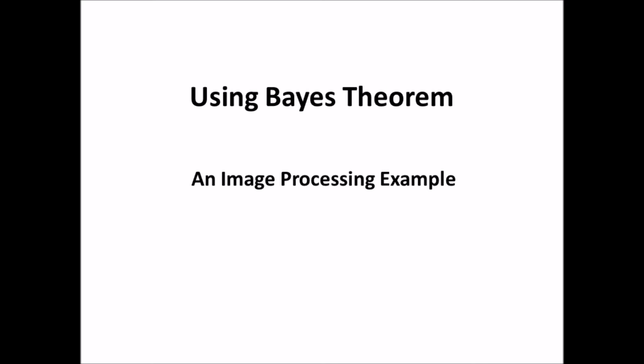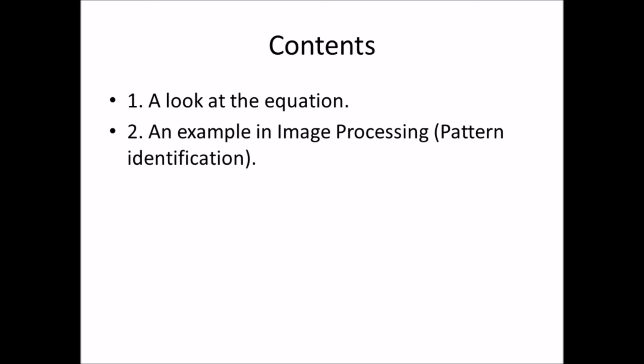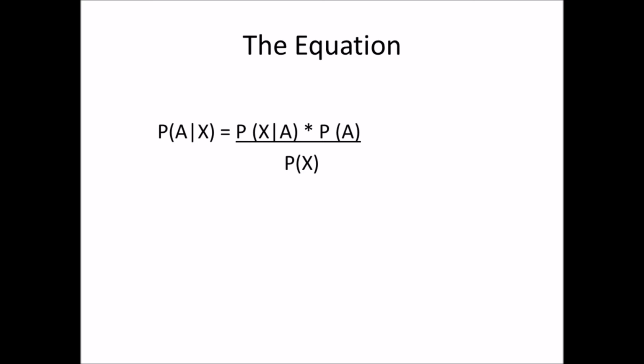This is a brief presentation on using Bayes' theorem with an example in image processing. We will look at the equation and elaborate using an example in character detection. The equation consists of four parts.